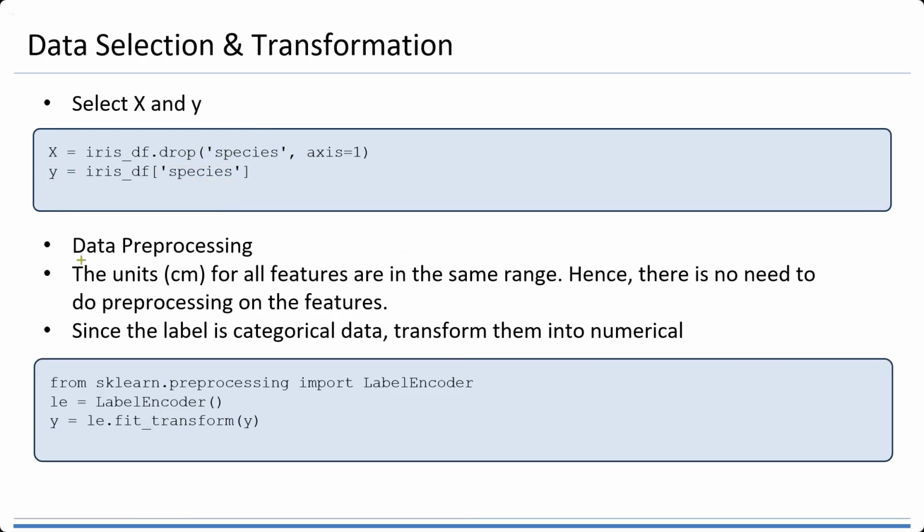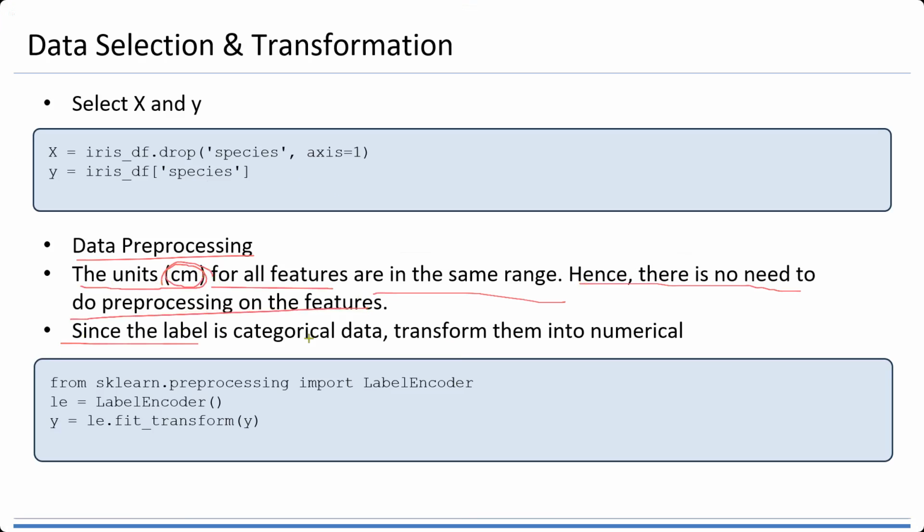When you have the data, please do data pre-processing. For this example, because the data is good, there is no need for such pre-processing. There is no missing value. All data are numerical, so we can easily do the modeling. The units are also in centimeters for all features: sepal length, sepal width, petal width. All of them are in centimeters, so they are in the same range. There is no need to do pre-processing on the features.